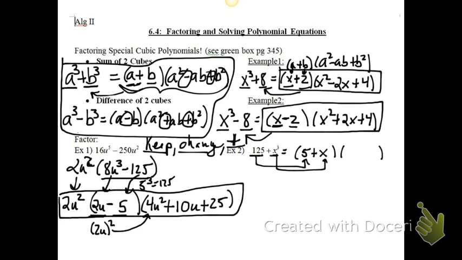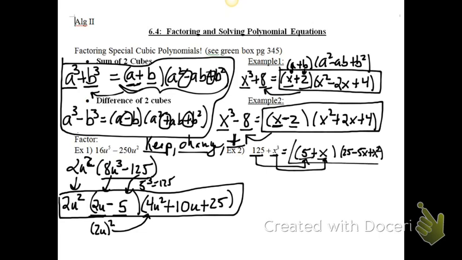And then, to get it started, I'm going to square the 5 to get 25. Then remember, I change the sign. Instead of a plus, it's now minus. I multiply the 5 and the x together to get 5x. And then I always end with a positive, and then it's x squared.